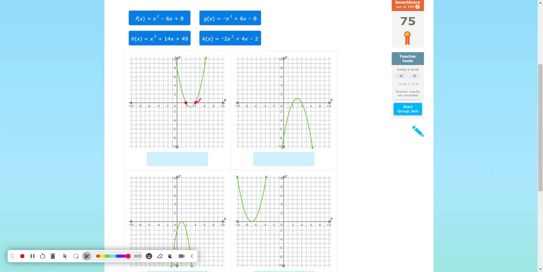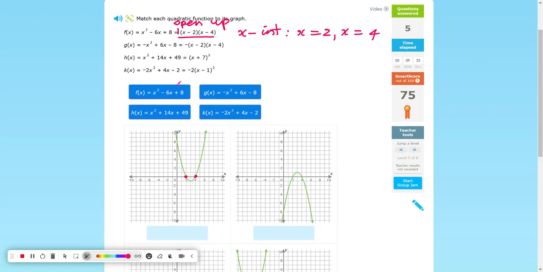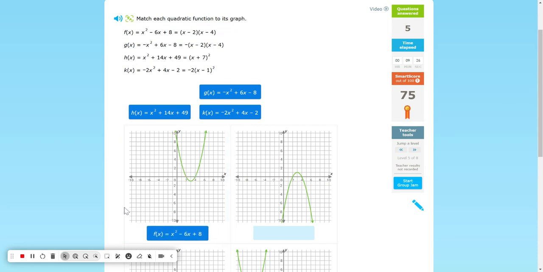So this is the graph. Let's drag the equation. Right there. Here we go. Done. So now go to the next one.